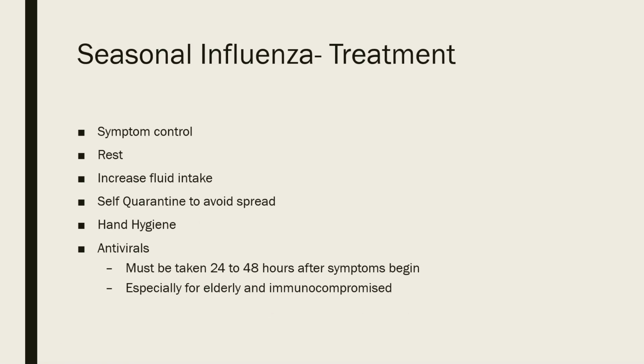Seasonal influenza treatment. Symptom control. Rest, increase your fluid intake, self-quarantine to avoid spread. Make sure you're using good hand hygiene and cough into your elbow. Sometimes antivirals are ordered, but they must be taken within 24 to 48 hours after symptoms begin. And this is especially important for the elderly and the immunocompromised. So when you have someone who is elderly or immunocompromised who is showing signs and symptoms of the flu, it's essential that we get them treatment with the antivirals.